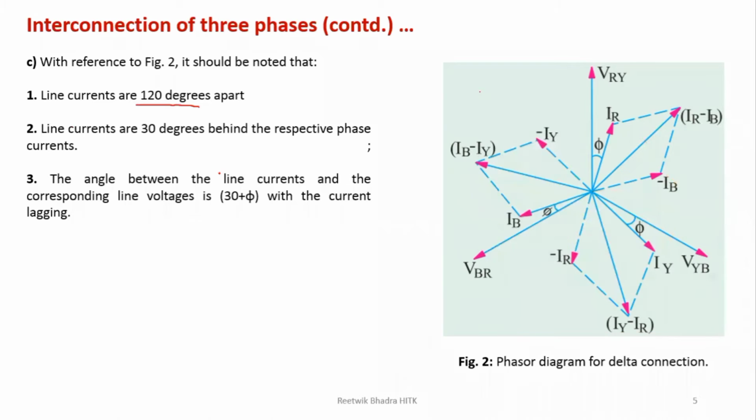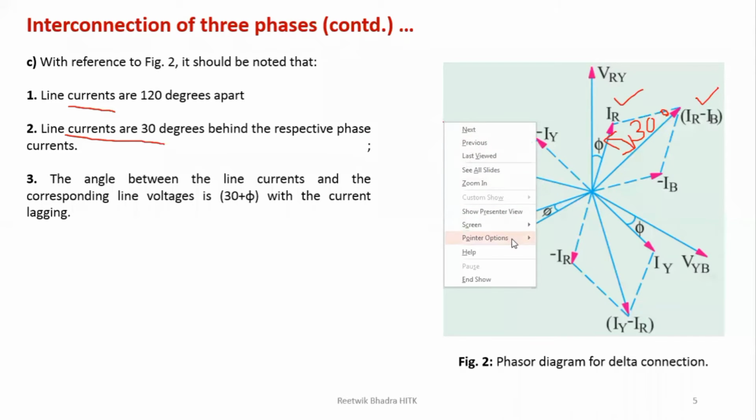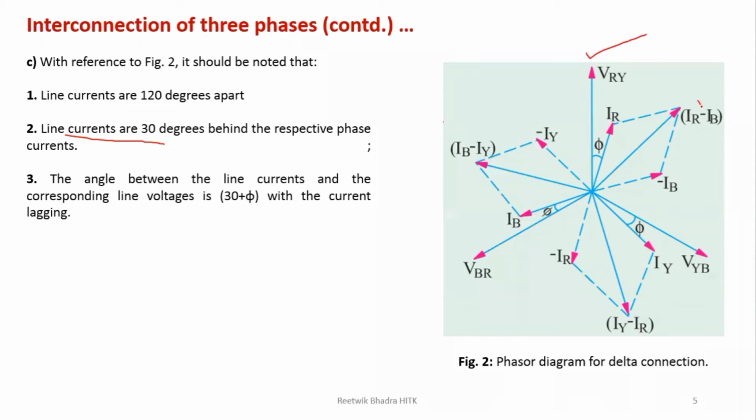And the next thing is line current and phase current. This is my line current, this is my phase current. What is the phase difference? 30 degree. So you should remember all these things. The difference between line voltages is 120 degree in case of star. Same thing in case of line current. Over here, line current and phase current are separated by 30 degree. Over there, line voltage and phase voltage were separated by 30 degree. And between your line voltage and line current, how much is the difference? This is 30 degree, this is phi. So how much will be the difference? 30 plus phi. Again, same thing over there also.